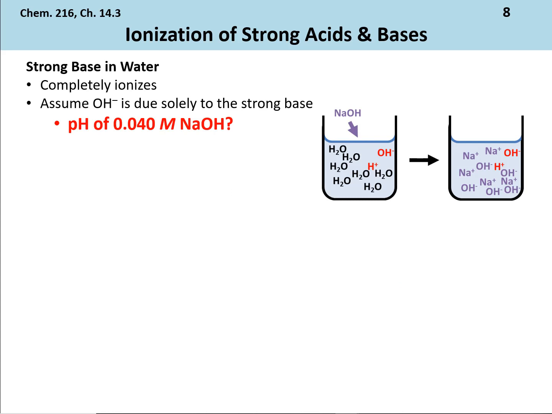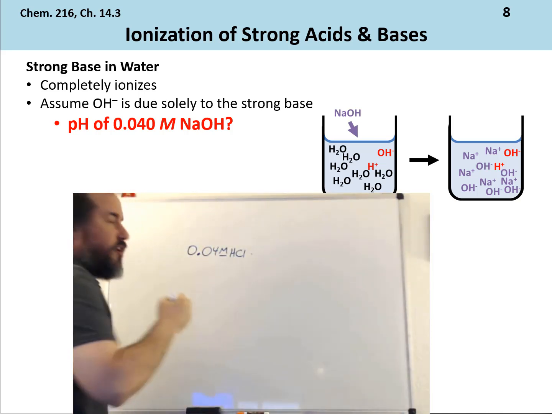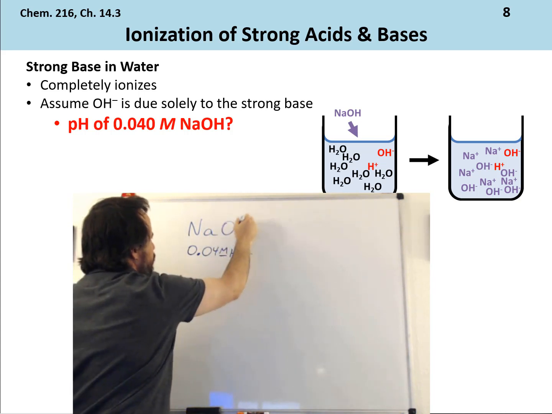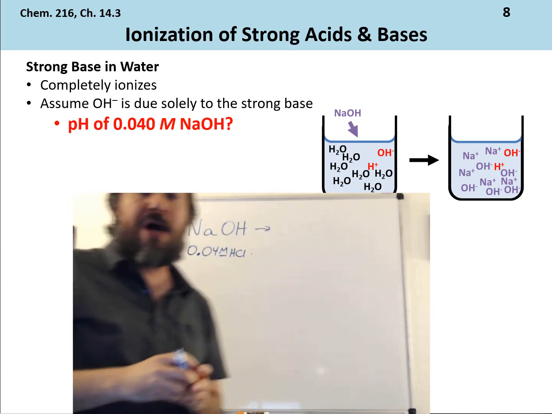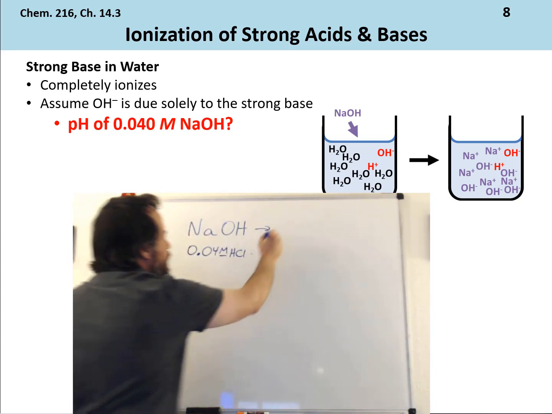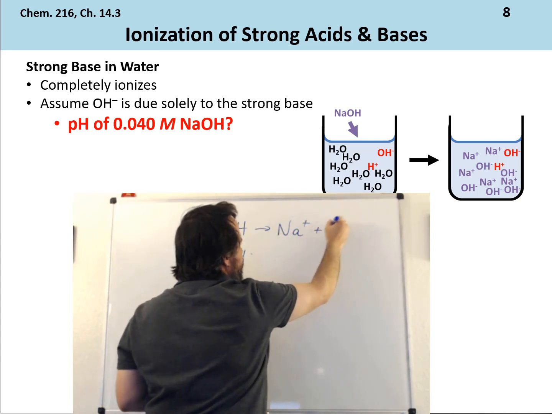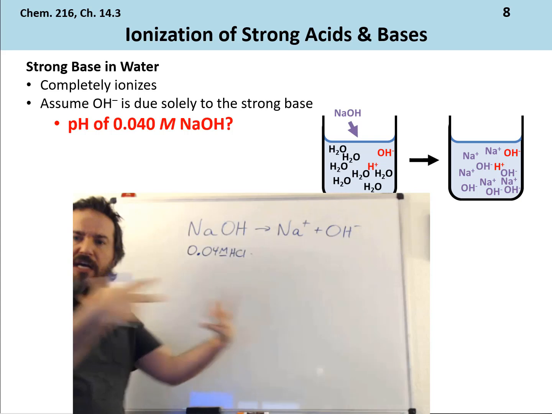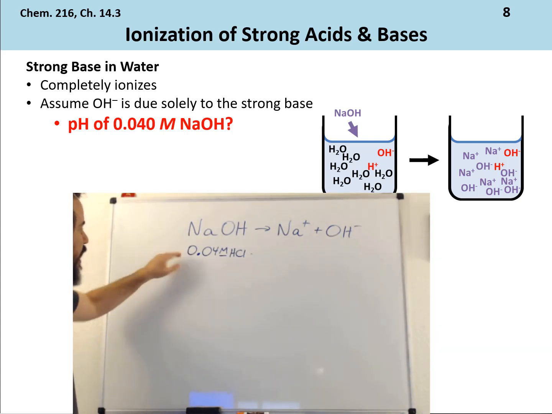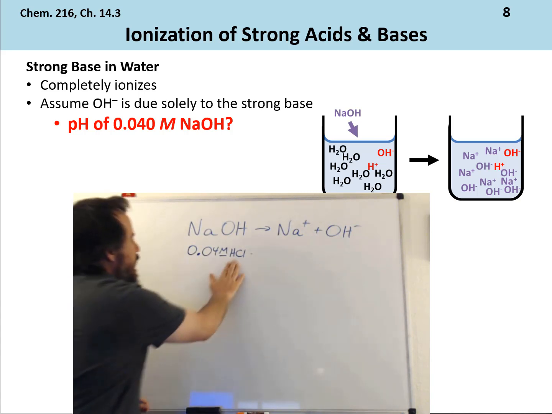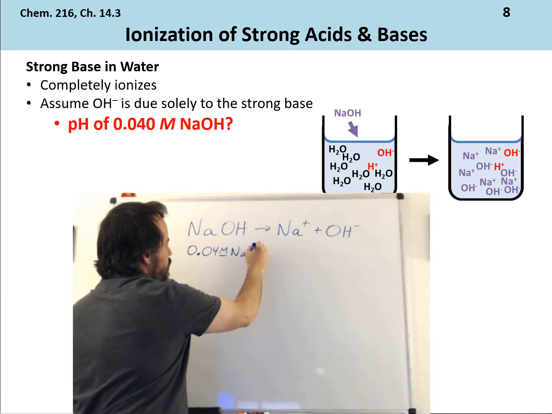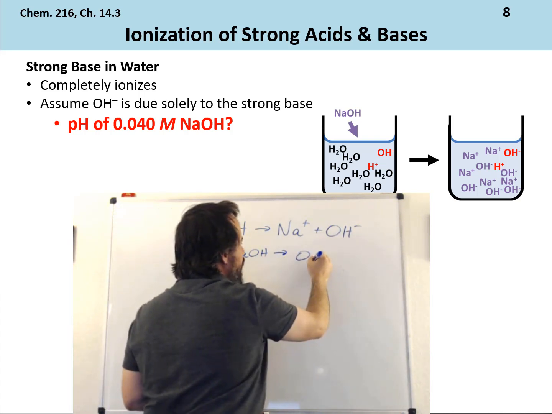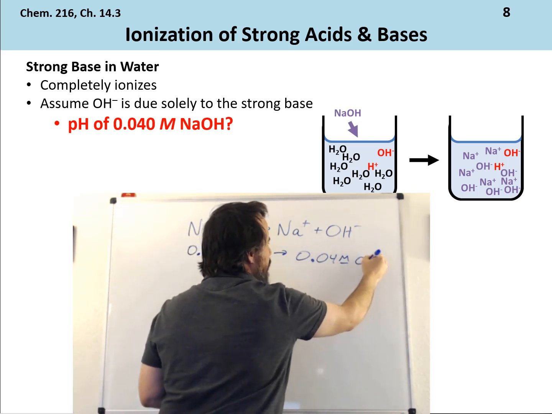All right, so let's go ahead and do that same problem we did earlier, except now we're going to look at a base. So we have 0.04 molar NaOH, and we want to know what its pH is. All right, so if I have NaOH, it's going to form Na plus and OH minus. Okay? It's strong. That's what strong bases do. They completely dissociate. All right, so if I have 0.04 molar NaOH, that's going to give me 0.04 molar OH minus.